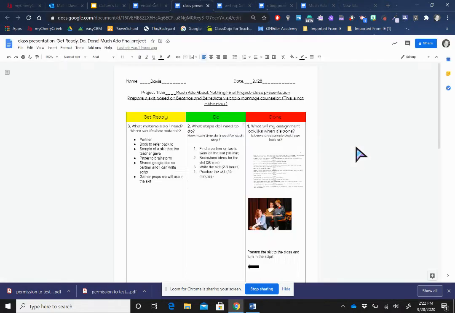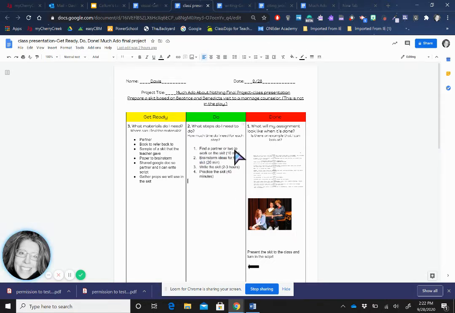Next, I wanted to look at the class presentation. So I decided that for mine, I would prepare a skit based on Beatrice and Benedict's visit to a marriage counselor. And I was going to see if a partner would work with me on that. So I put a little image of a script and a little image of a skit.